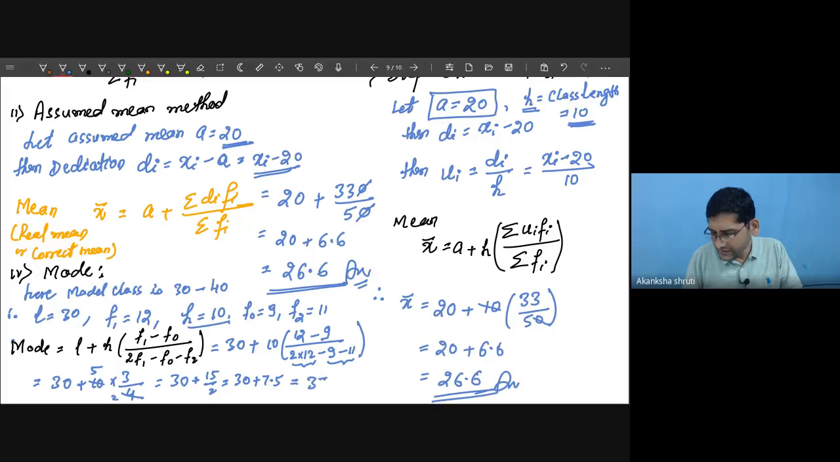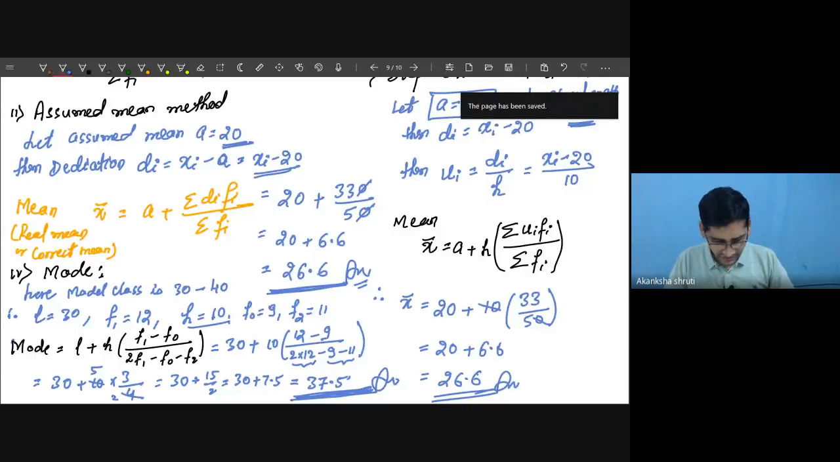So it is our 37.5. Getting it, students? So here we are observing that the mode is 37.5, while the mean observed was 26.6. So there is a wider variation in the mode. Okay, there is a relation between mode, mean and median that we will learn later. So this was all about today's class.